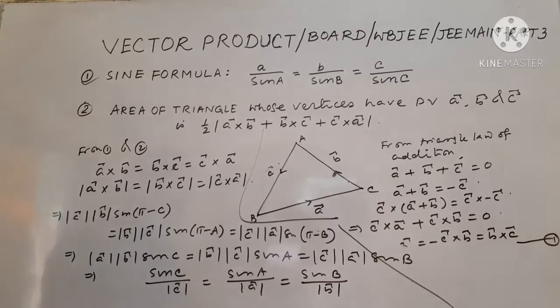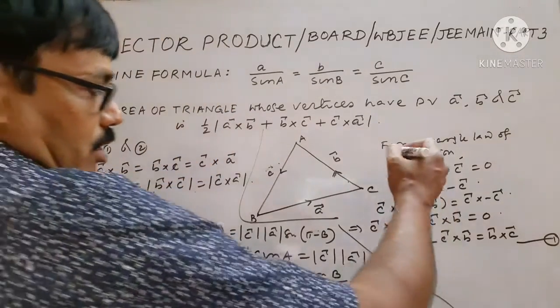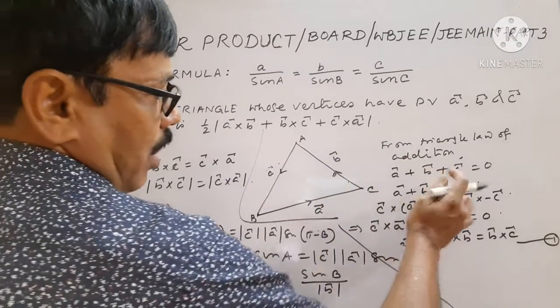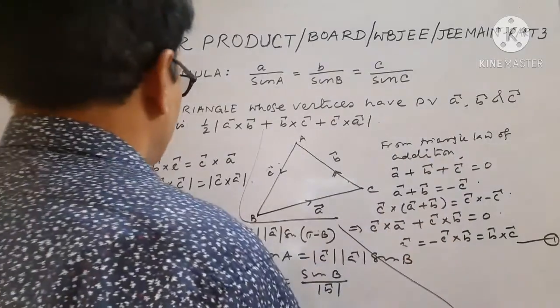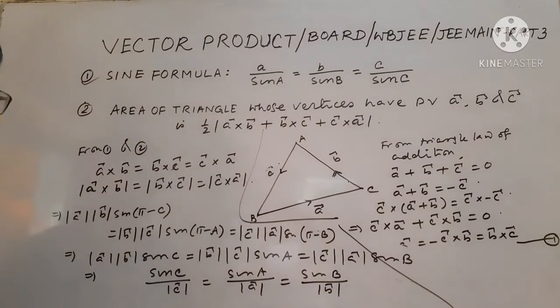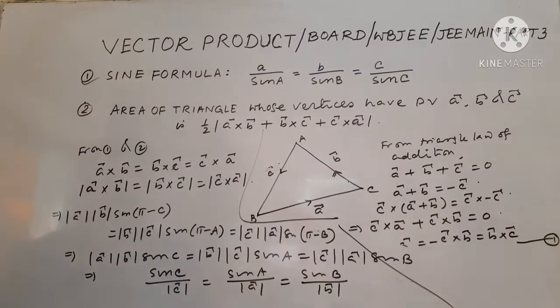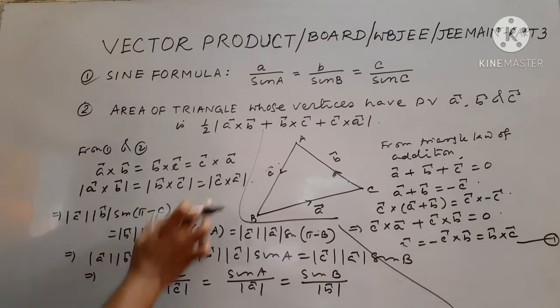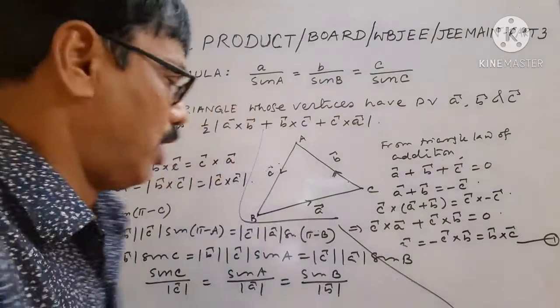So in board problems, it is sometimes given that A plus B plus C equals 0. Prove that A cross B equals B cross C equals C cross A. So the first part of the proof, then take magnitude and use the definition of cross product. We get the proof.